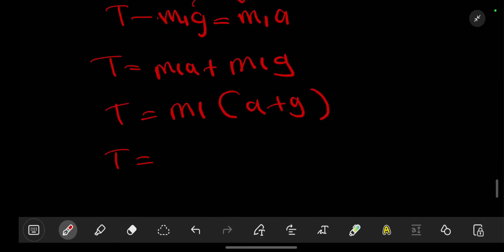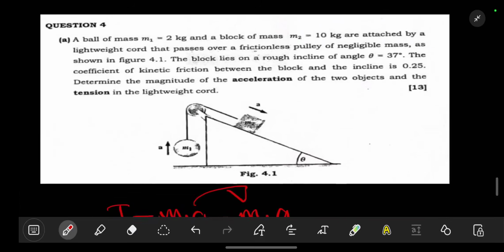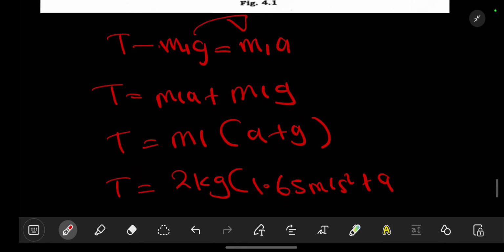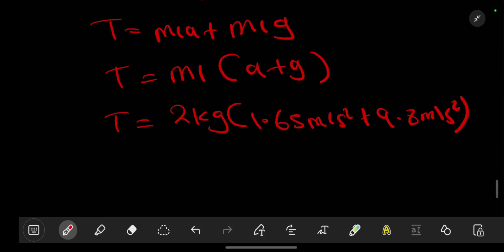M1 is equal to 2 kg. So we are going to have 2 kg, then our acceleration is 1.65 meters per second squared, plus our 9.8 meters per second squared. Tension is a force, so the units will be newtons.